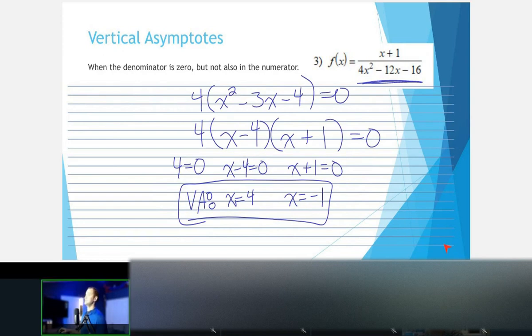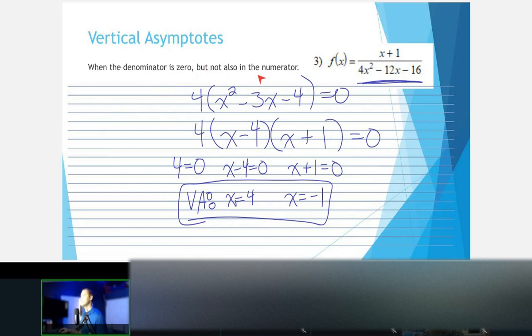Yeah, please do, because I'm missing what you're saying. So I'm just confused because this sentence up here, under vertical asymptotes, says that it's only an asymptote if it doesn't also make the numerator 0. Is that what you're saying?